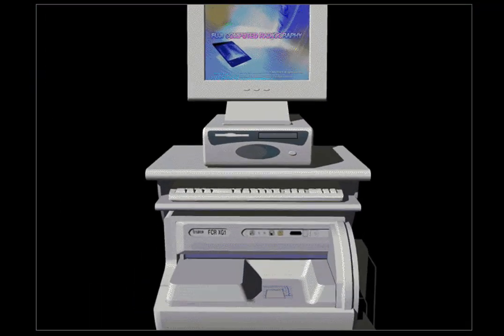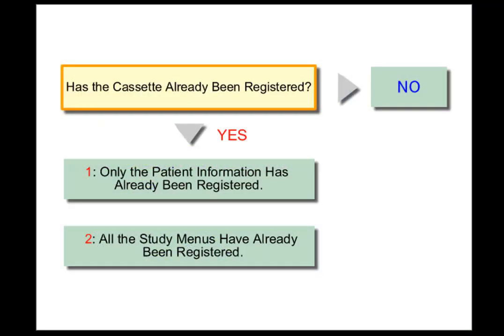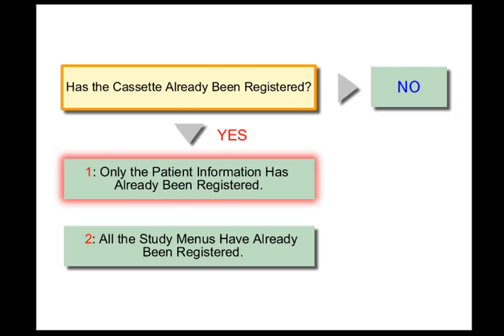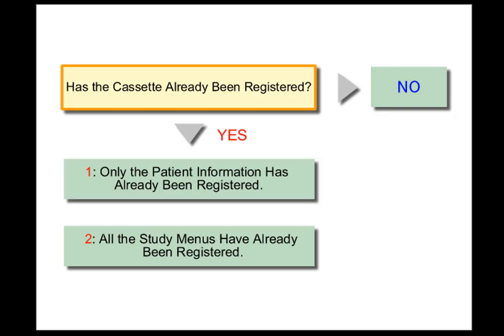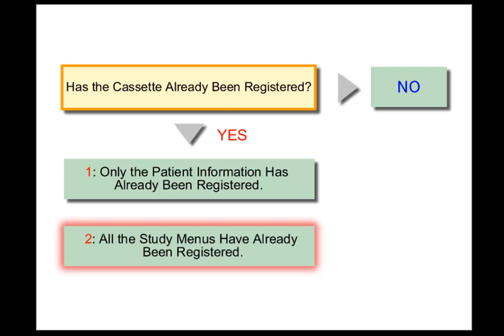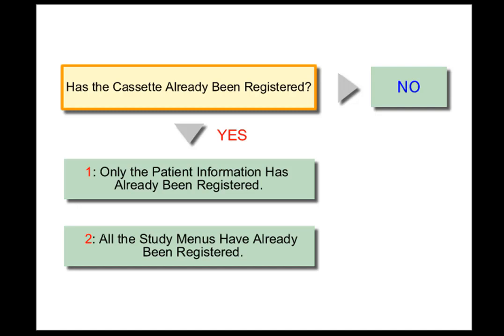Take your cassette to the FCRXG1, which you can see right here. Has your cassette already been registered? If you have not registered your cassette yet, click on No. If you have registered the patient information, click on 1. When you have made all your choices, click on 2, which ends this step.